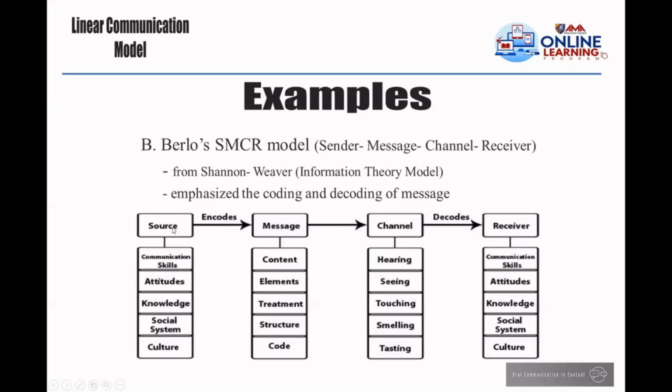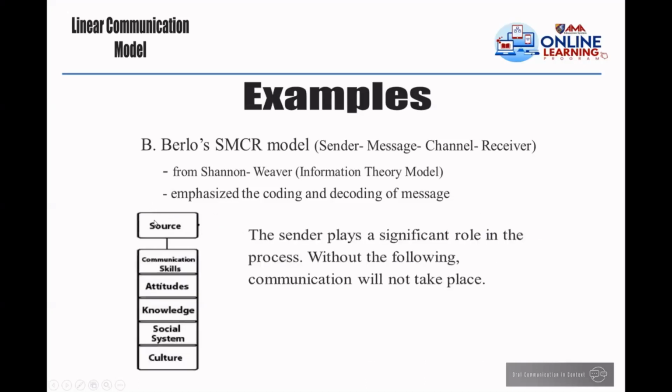I'll just discuss the sender and the receiver at the same time because they have the same considerations to be discussed. For the source and receiver, they both have communication skills, attitude, knowledge, social system, and culture. The sender and receiver play a significant role in the process. Without the following, communication will not take place. What are the following? These considerations.